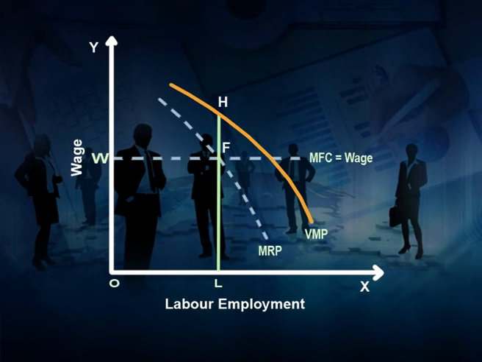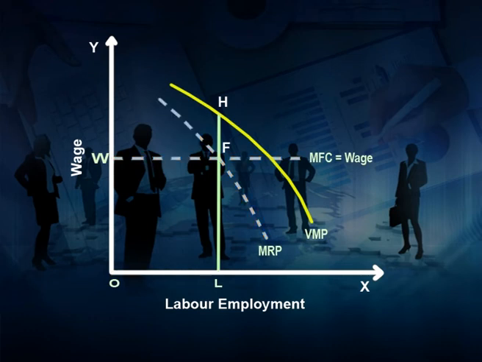Since VMP of labor is greater than MRP of labor, or we can say LH is greater than LF, when there is imperfect competition in the product market, the VMP curve lies above the MRP curve. The firm will be in equilibrium at point F, where it equates wage rate with marginal revenue product of labor, that is MRP. The equilibrium level of employment of labor of the firm is OL.